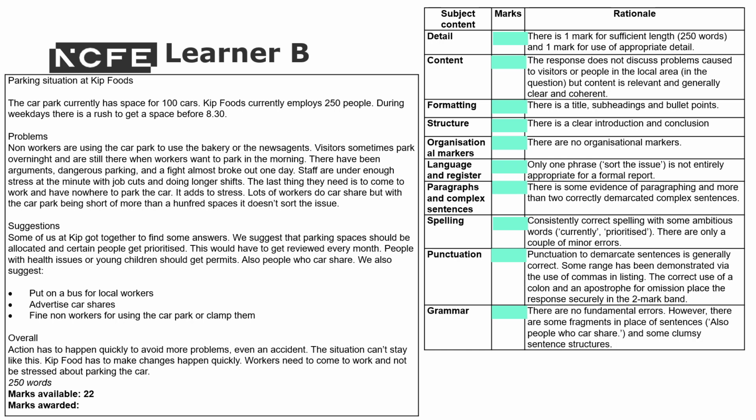So for learner B, the detail, they scored 2 out of 2. So they get the 1 mark for sufficient length, 250 words, and also 1 mark for the use of appropriate detail. For the content, 2 out of 3, so the response does not discuss problems caused to visitors or people in the local area in the question, but the content is relevant and generally clear and coherent.